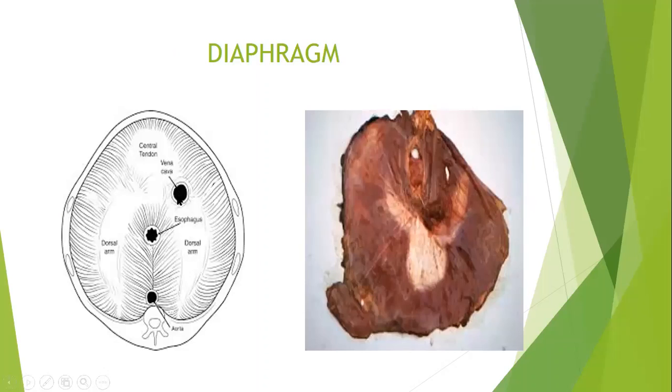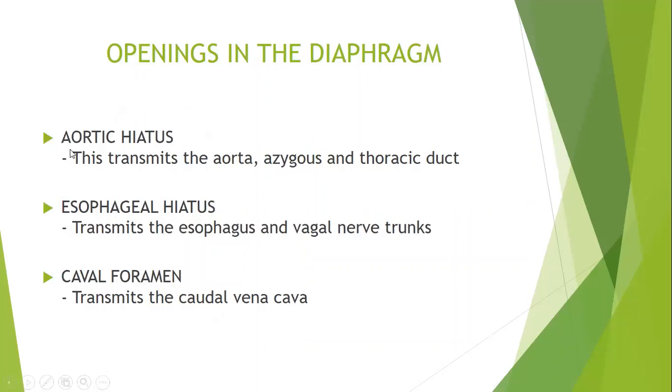So they actually have holes on the diaphragm, and we call it hiatus. And I think there are 3. 2 of them are named hiatus, and 1 is a foramen. So we have the aortic hiatus, which transmits the aorta, which is a major blood vessel. Later on, when we're going to discuss our beloved cardiovascular system, you will get to know the aorta.